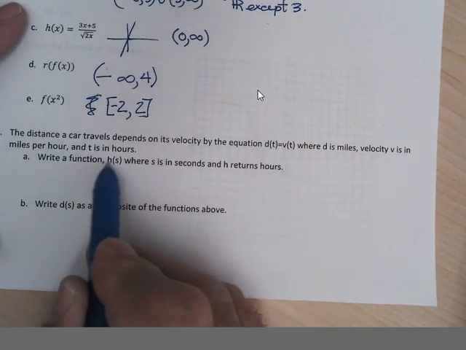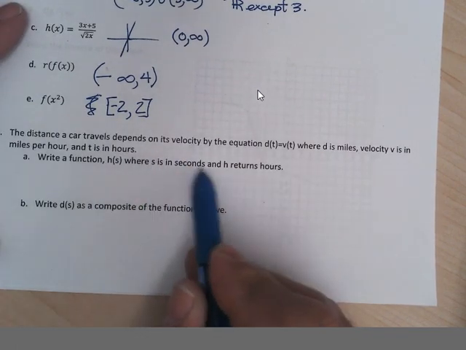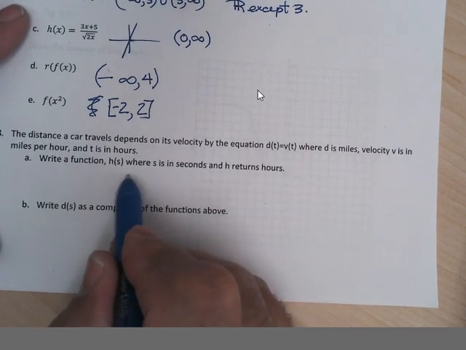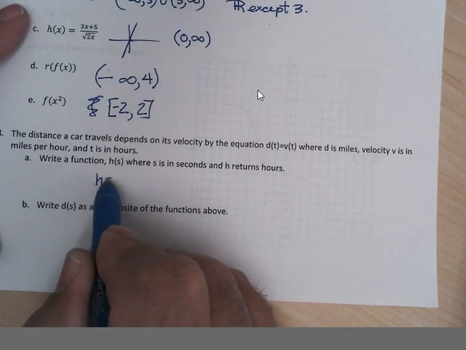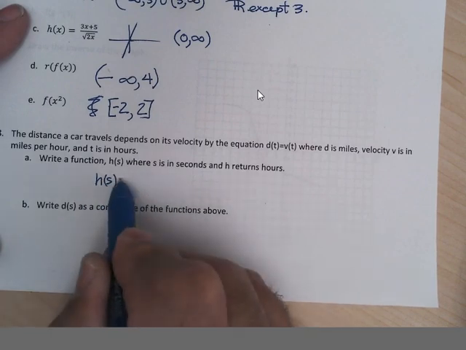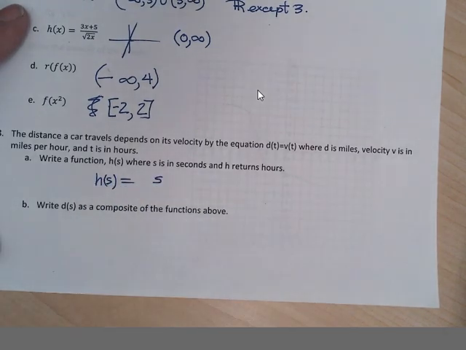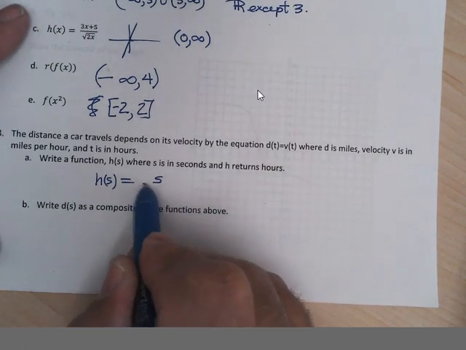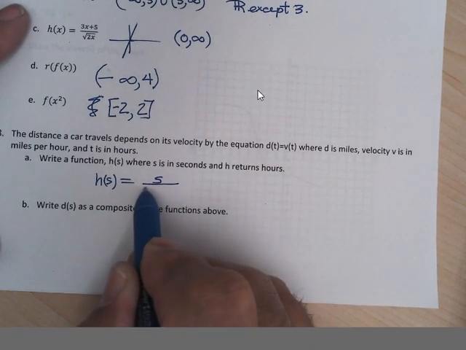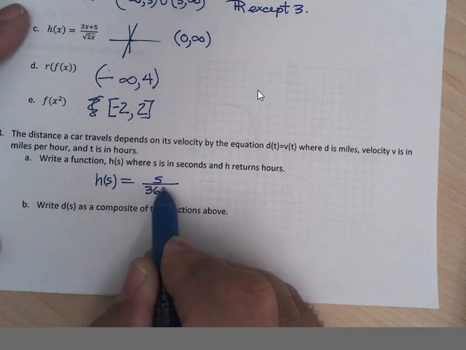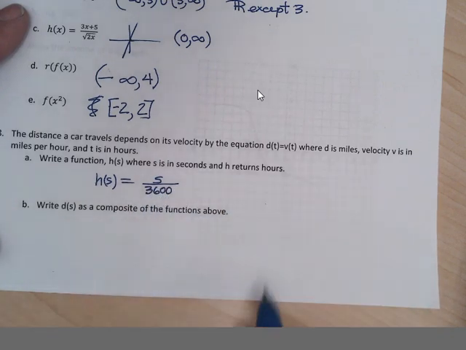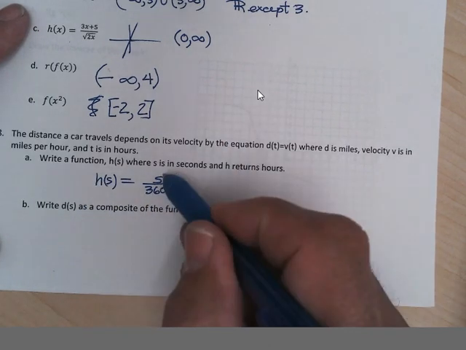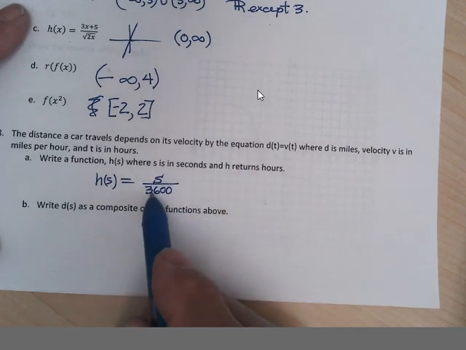Okay, so write a function h of s, where s is seconds, and h returns hours. So h of s means it gets seconds. So if it's 120 seconds, to turn it to hours, we have to divide it by how many seconds there are in an hour, which is 3,600 seconds make an hour. So that's h of s. Takes the number of seconds and turns it to hours.